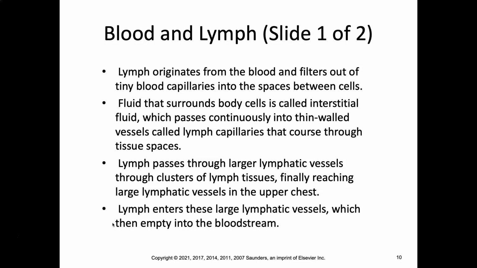So lymph fluid originates from the blood, filters out of the tiny blood capillaries into the spaces between the cells. And so you can see how that goes into these thin-walled vessels called lymph capillaries. And it's going to get into the larger vessels, and that goes through clusters of lymph tissue, finally reaching the large lymphatic vessels in the upper chest. And then when they're in those large lymphatic vessels, they empty into the bloodstream.